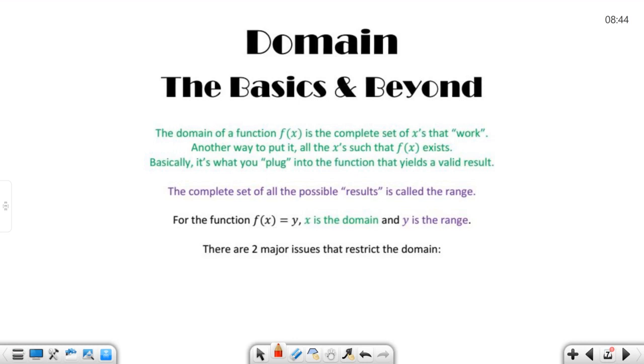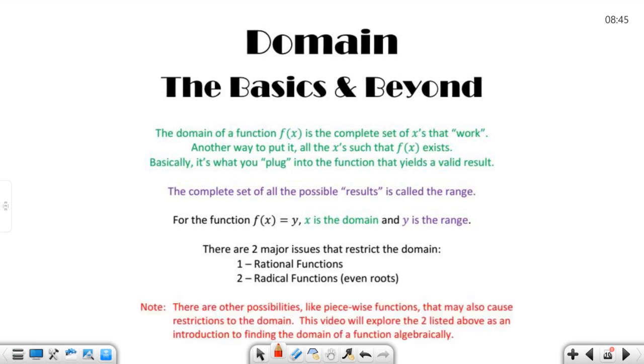So basically, and this is the basics part, there are two major issues when you're talking about functions that you see all the time: rational functions and radical functions, or even roots more specifically. Those are the two big issues when you talk about restrictions on your domain. There are other possibilities, like piecewise functions, that may also cause restrictions, so this video will only explore the two listed above as an introduction to finding the domain of a function algebraically.